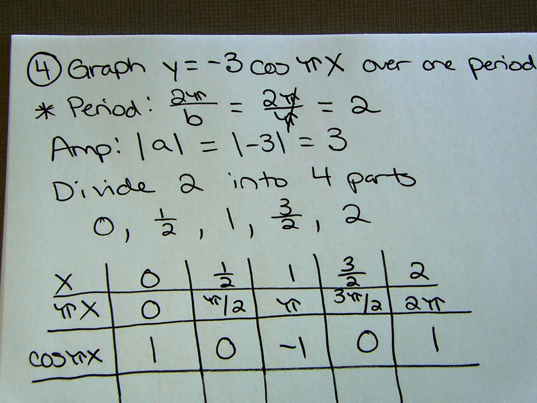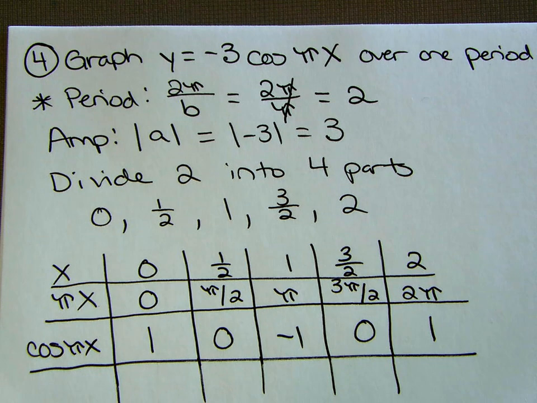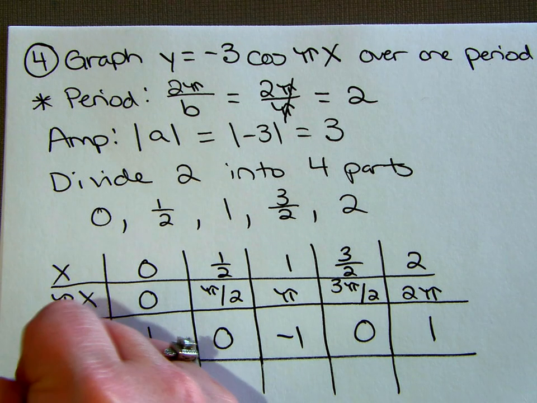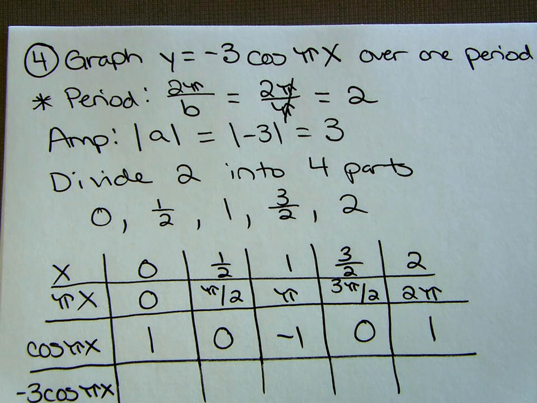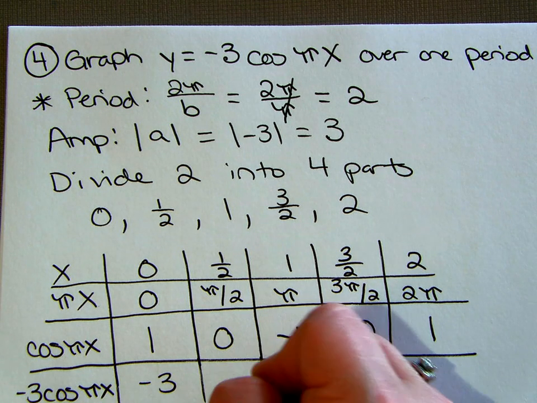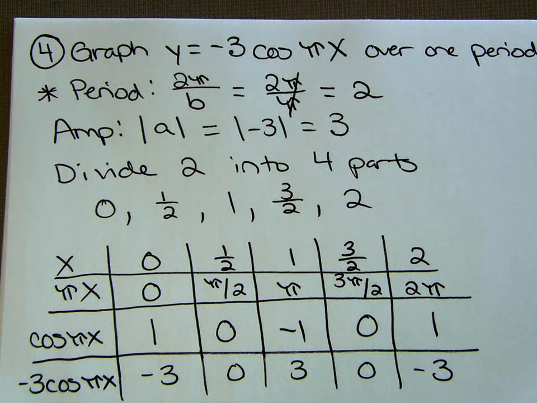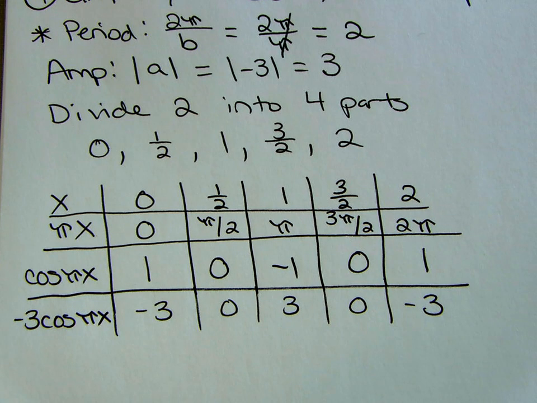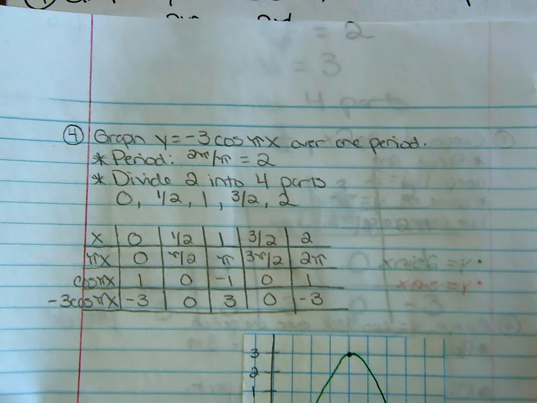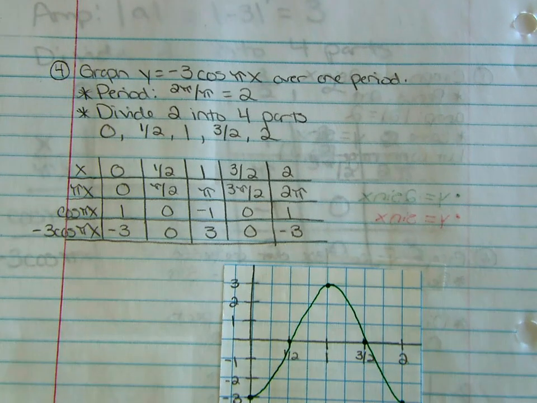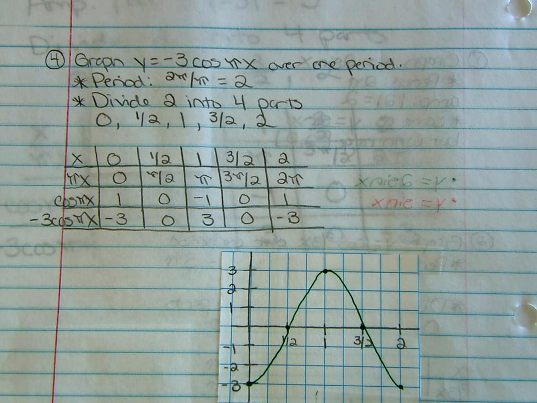Last row, we'll take -3 cosine of pi x. That's where we get -3, 0, 3, 0, -3. So when x is 0, -3 cosine of pi x would be -3. So it starts down low, and then it's going to rise up and come back around.